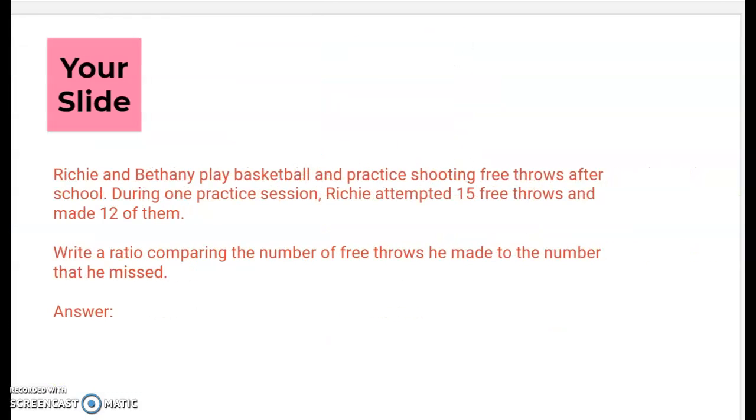And the last slide, Richie and Bethany play basketball and practice shooting free throws after school. During one practice session, Richie attempted 15 free throws, which means he made 15 throws and he made 12 of them. Write a ratio comparing the number of free throws he made to the number that he missed. So he made 12 of them. How many did he miss?